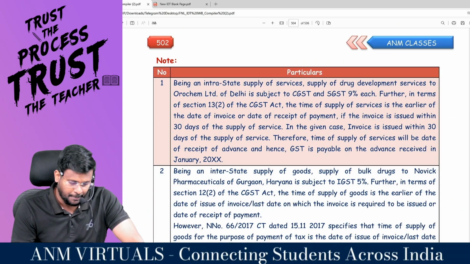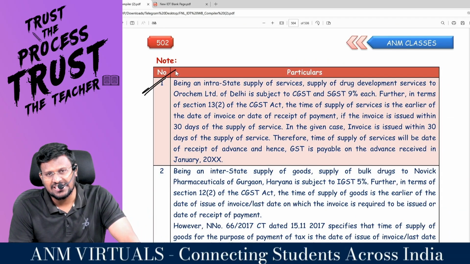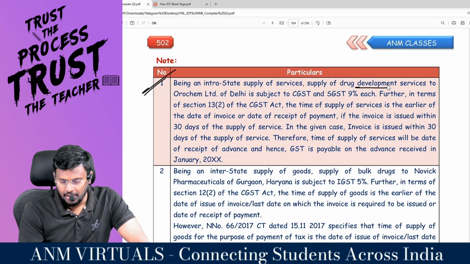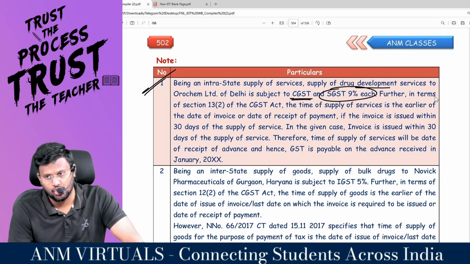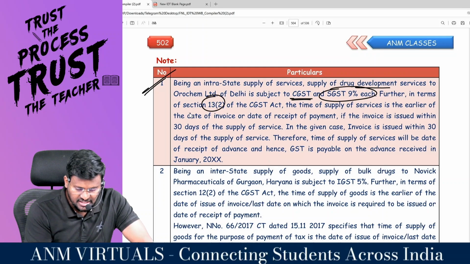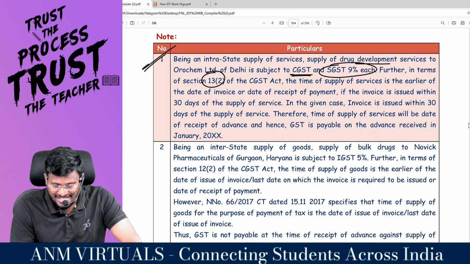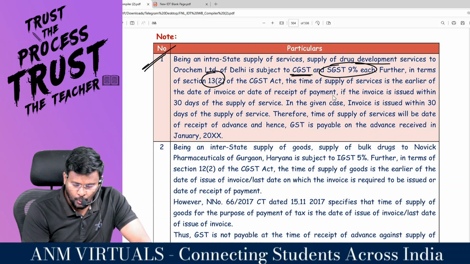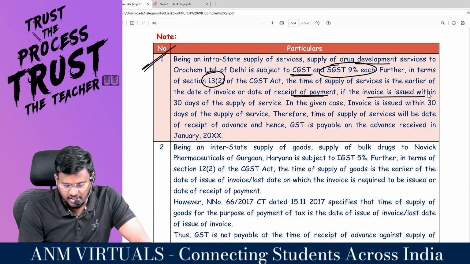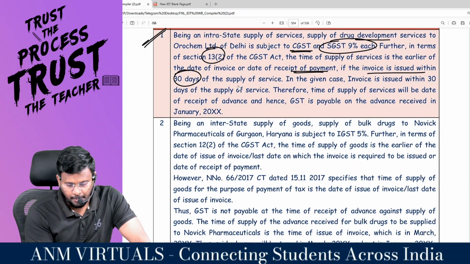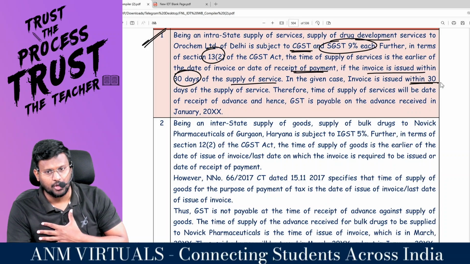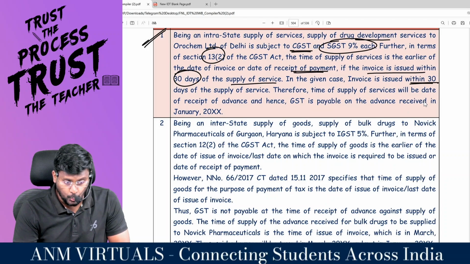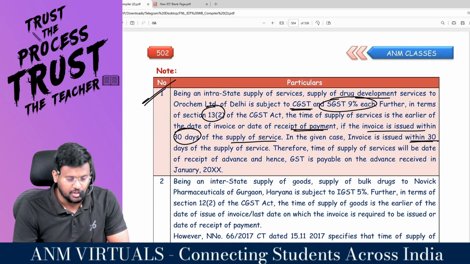I'm reading note number 1 together, parallel. Being an intrastate supply of service, supply of drug development service to O Limited of Delhi is subject to CGST and SGST of 9%. Further, in terms of 13(2) of the CGST Act, time of supply of service is the earlier of the date of invoice or date of receipt of payment, if the invoice is issued within how many days of the supply of service. In the given case, invoice is issued within 30 days of supply of service. Therefore, time of supply of service will be the date of receipt of advance. And hence, GST is payable on the advance received in January.